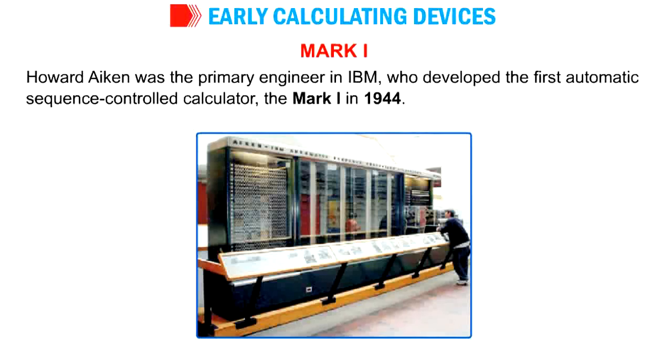It is very slow and took 3 to 5 seconds per calculation. So a minimum of 3 to 5 seconds is needed to calculate one. And the parts of the machine were about 800 kilometers long. You can see in this picture how long it is, the first Mark I.